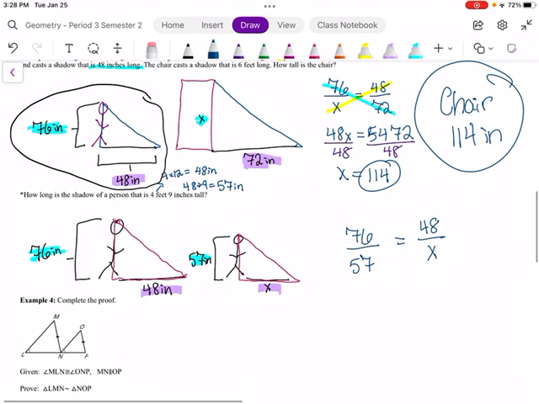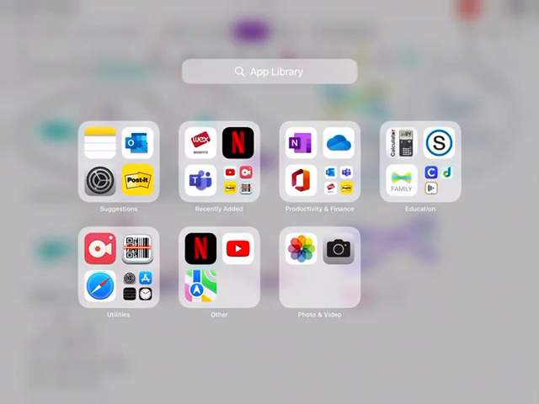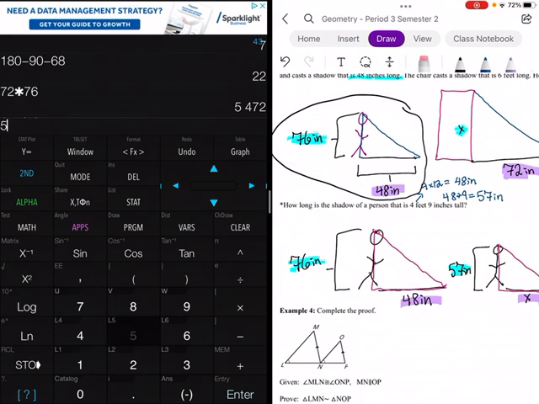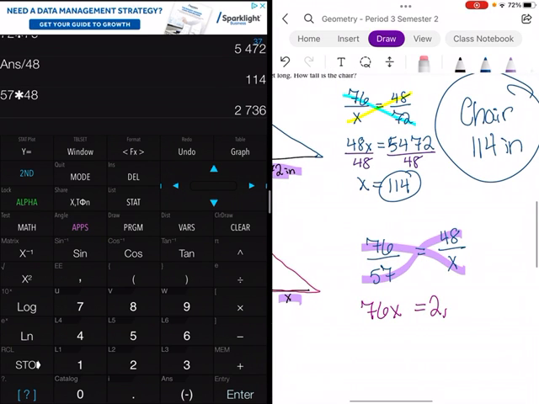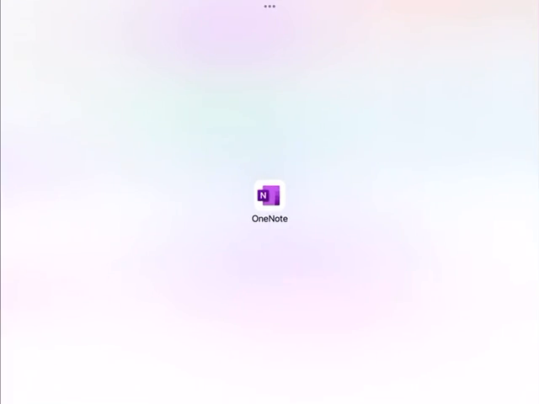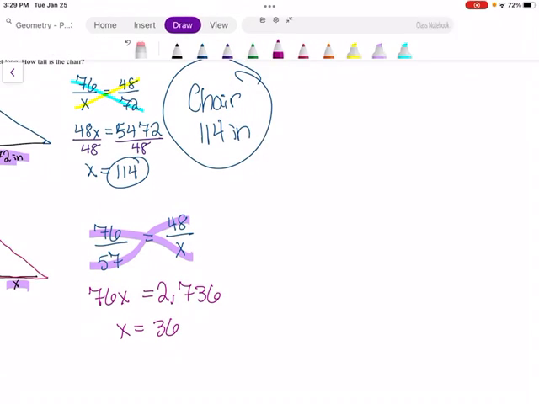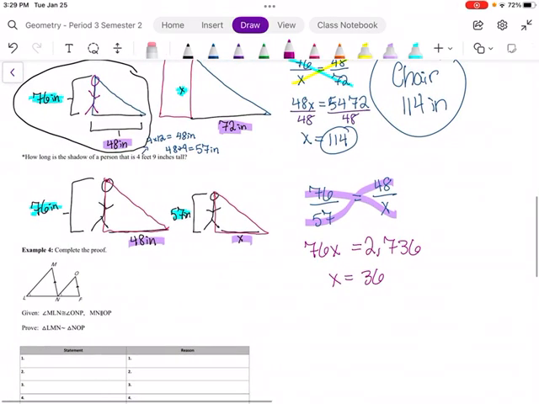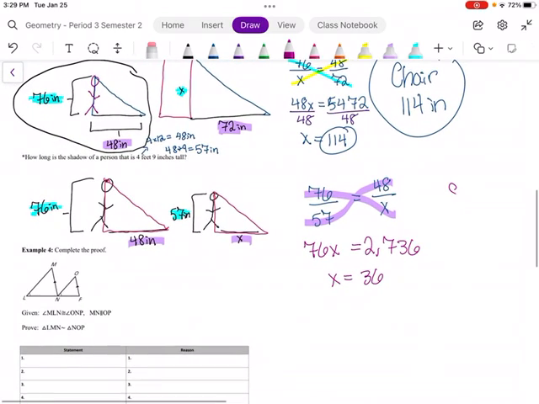And we will cross multiply those together. We will get 76x equals, and we'll have to do 57 times 48. Okay, so 57 times 48 gives us 2,736, and we will divide that by 76, which gives us 36. So the length of their shadow will be 36 inches.